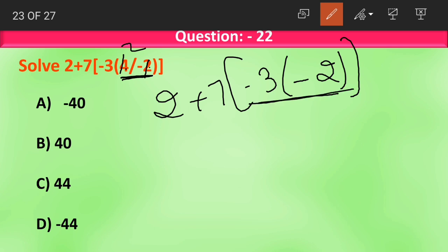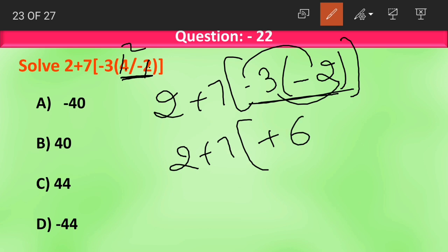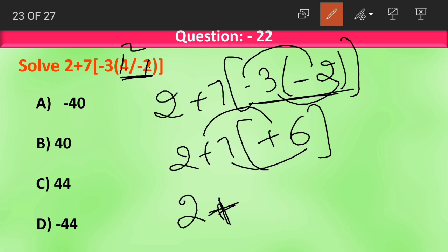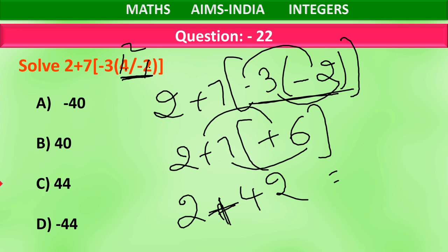Now, next bracket. Minus 3 into minus 2. Minus into minus becomes plus. 3 2s are 6, right class? Next, again here, plus 7 and plus 6. Both the signs are same, so the answer will be positive. 7 6s are 42. 2 plus 42 is equal to what class? Yes, 2 plus 42 is equal to 44, which is option C here.